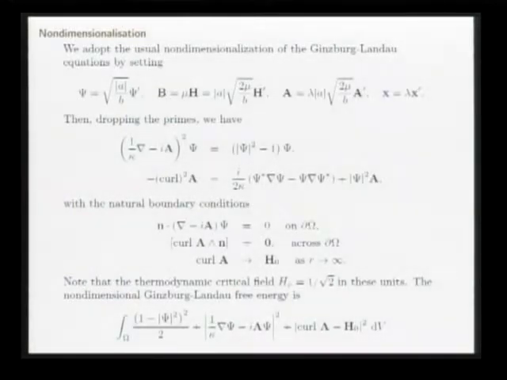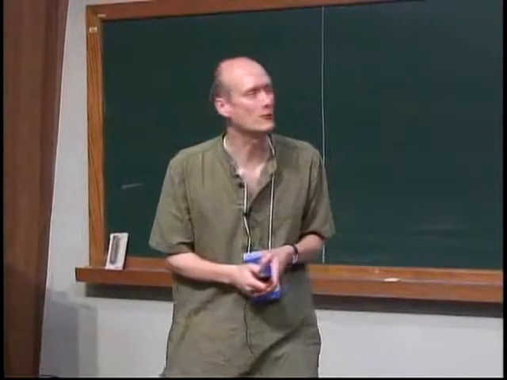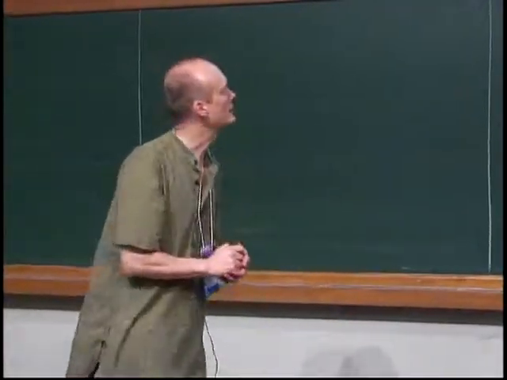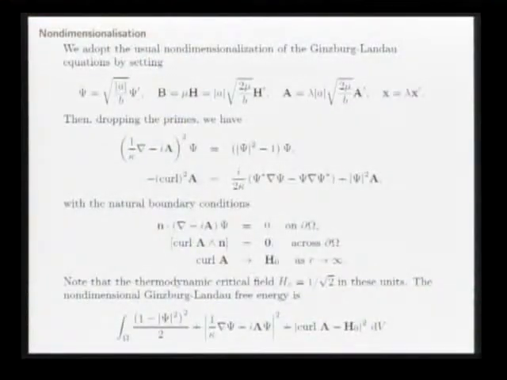So through the non-dimensionalization, I can tidy the equations up, get rid of all the constants, and you get this nice clean form of the Ginsburg-Landau equations. So now all the e's and the m's and Planck's constant and all that sort of stuff disappears, and the only parameter that you've got left in the equation is this kappa, this Ginsburg-Landau parameter.